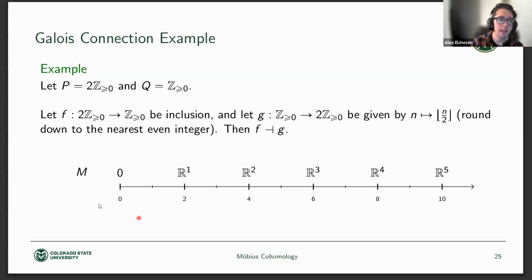And then here I've put a module M on P, just on the even integers, and I just put 0 and then 1 copy of R, 2 copies of R, and so on. I didn't say what the maps are. It doesn't really matter for this example, but they could just be inclusion. And so, let's say I want to push that module forward from P to Q. That's extending from the evens to all of the integers.